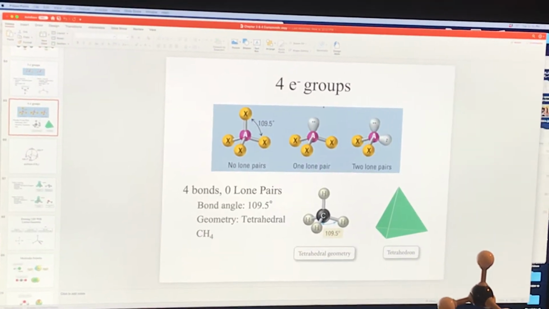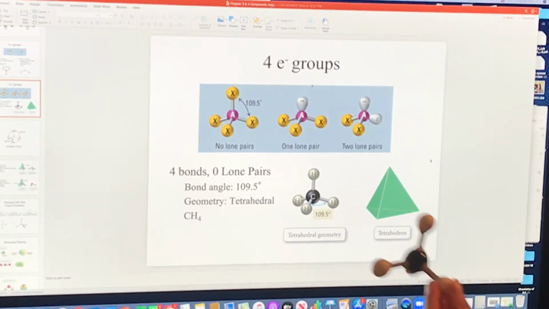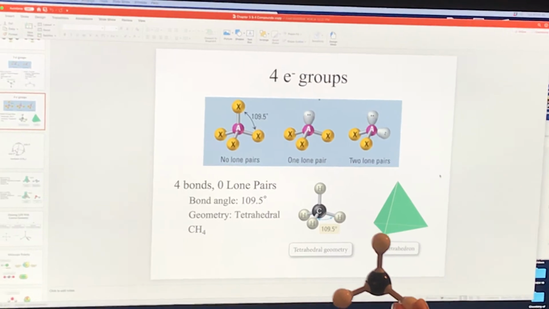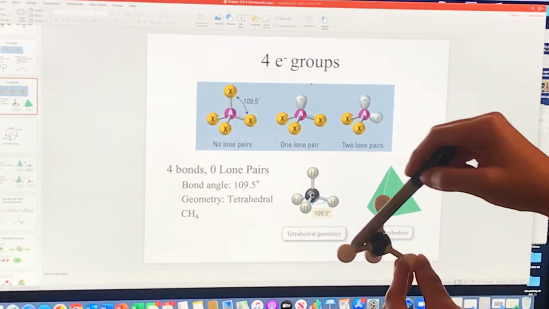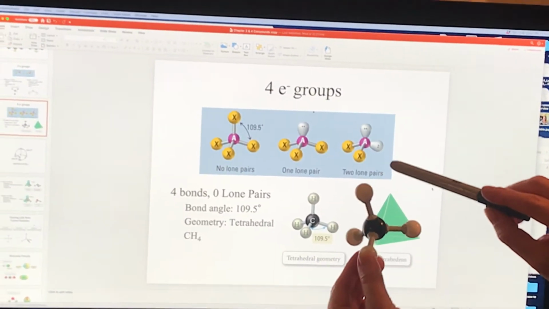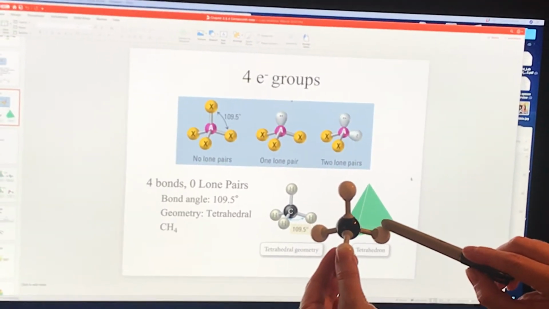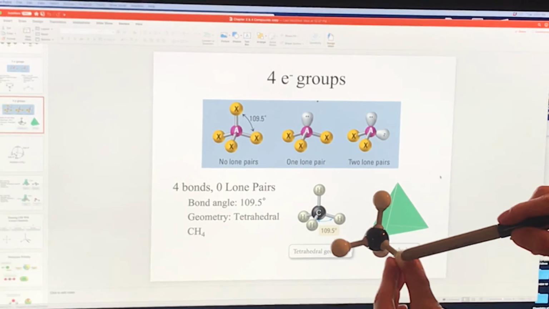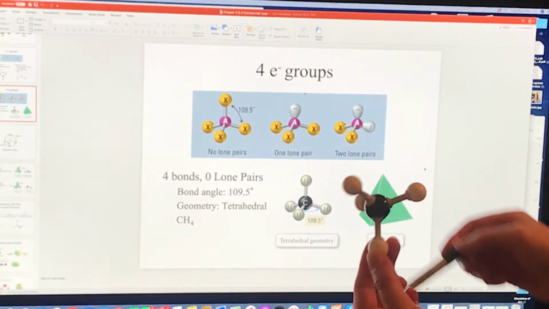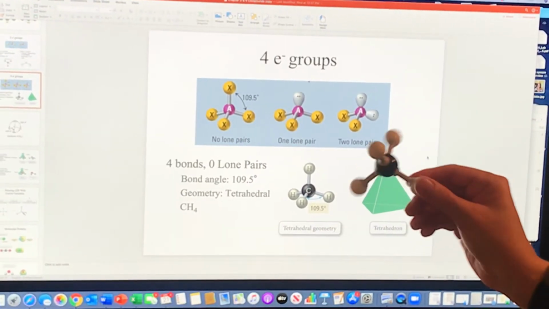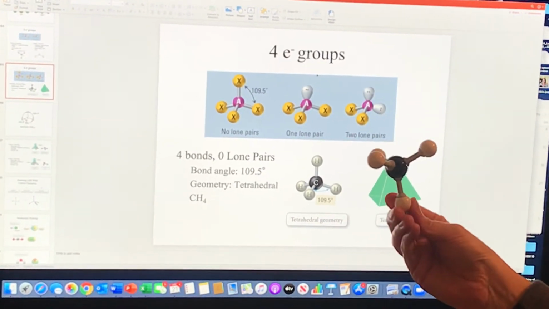Okay, so going back to the 4 electron groups, this was the first that we would see, and in order to get as far apart as possible, all of these electron groups have a bond angle of 109.5, 109.5, 109.5, 109.5, all the way around. They're all equal all the way around.